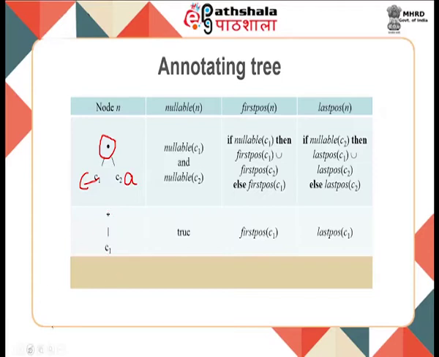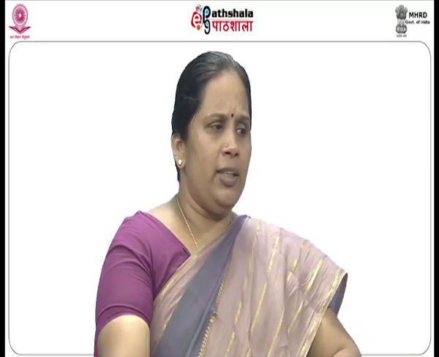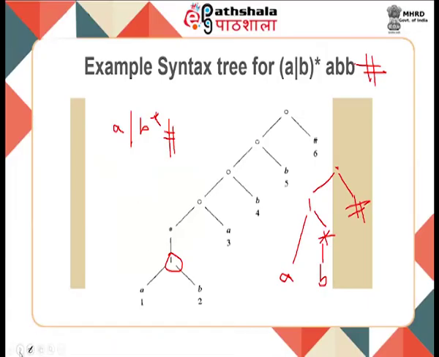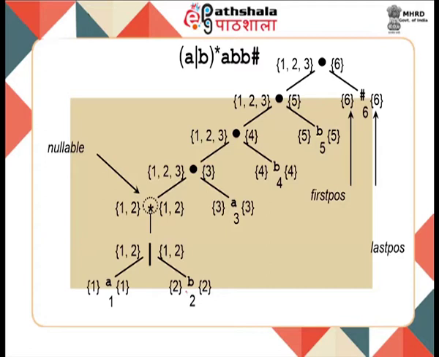So with these basic rules, we will try to construct and annotate the already constructed syntax tree. So we have got the syntax tree here. Okay, for this particular tree, let us try to construct the nullable, first position and last position values. So okay, let us just take the leaf nodes. This is already labeled. Let us just take the leaf nodes first: A, B, B and hash. So we are going to number them with the numbers which we have assigned to the nodes, 1, 2, 3, 4, 5, 6.